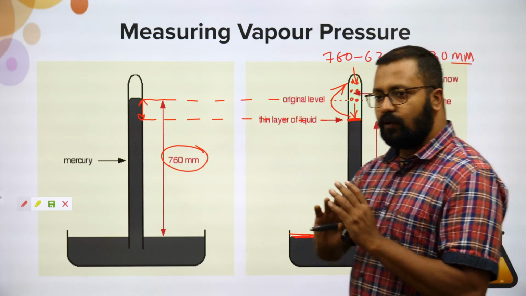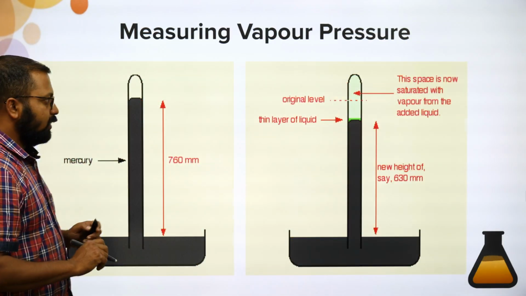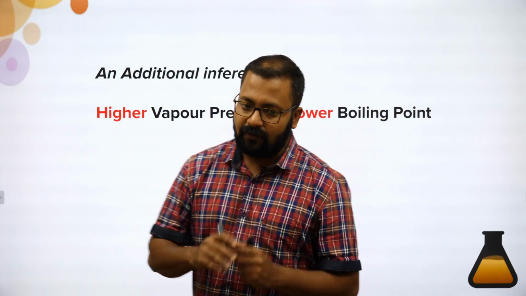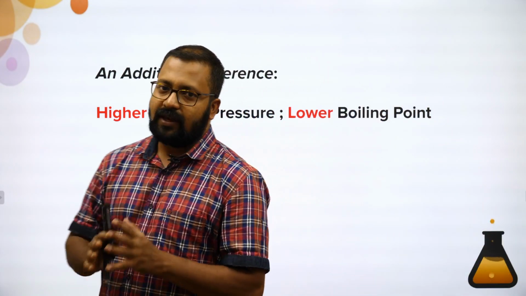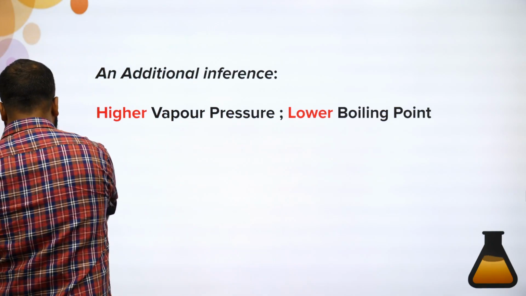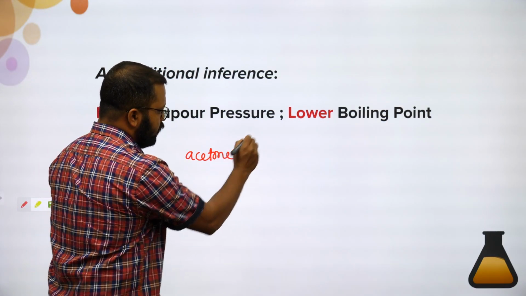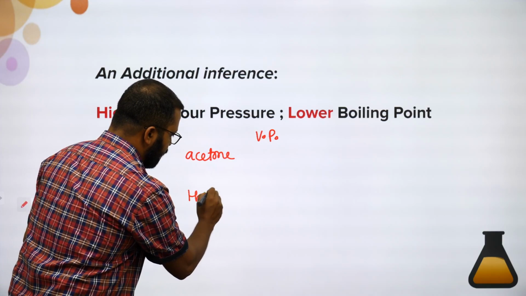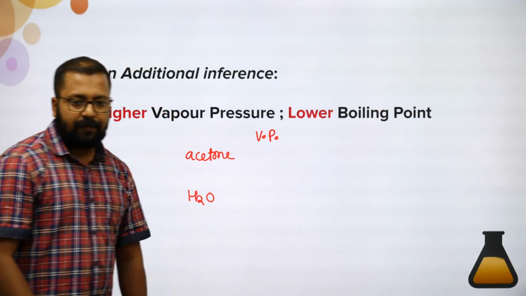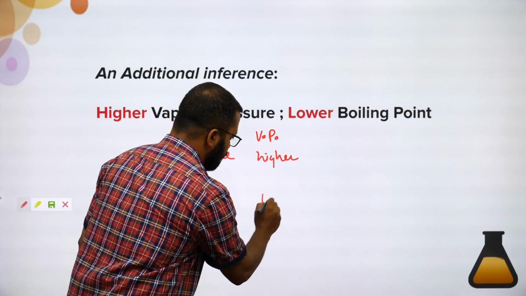So this is how we calculate vapor pressure. The last thing that I will tell you today is a very important inference. What do you think, whose vapor pressure is higher, acetone or water? Acetone's vapor pressure and water's vapor pressure. Whose is higher? This will be higher, this will be lower.